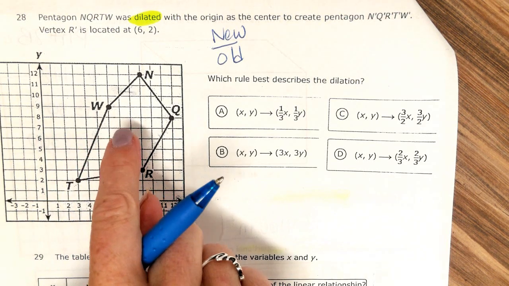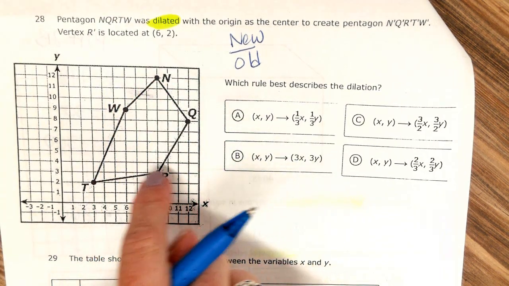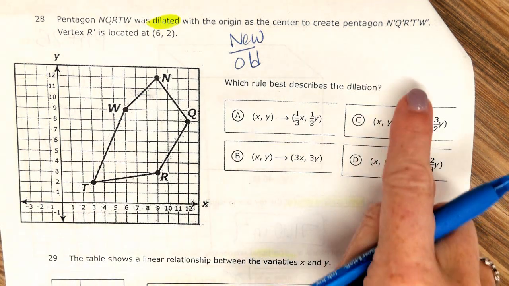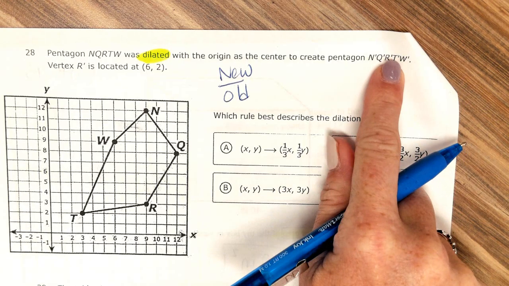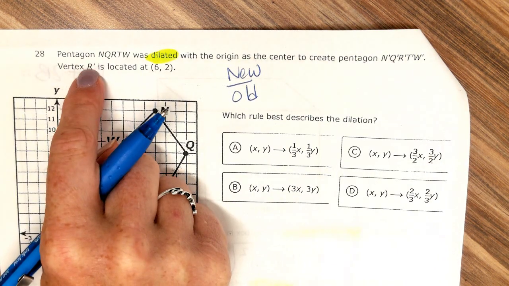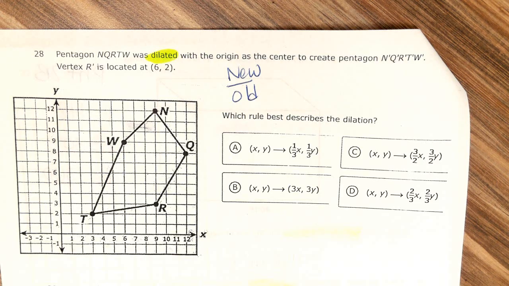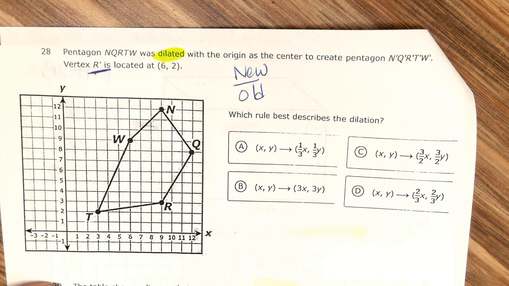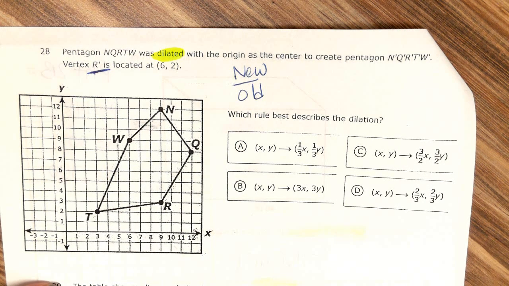It says you have this pentagon. Is this one new or is this one old? Old, because it doesn't have the primes. And did they give us both of the shapes? No. It says you have a pentagon and you dilate it to create a new pentagon. And this is the new one because it has the primes. Vertex R is located at 6,2. What rule describes the dilation? So we need a new and we need an old. What point did they give me? R. So I have to use the old R and the new R.